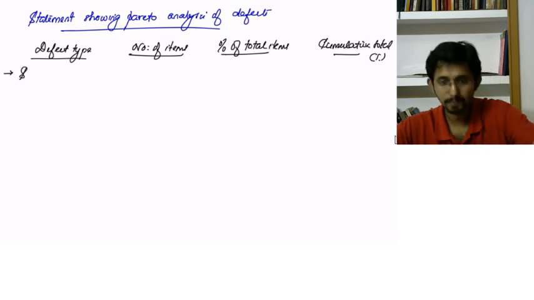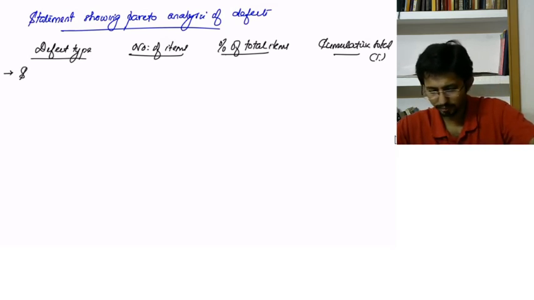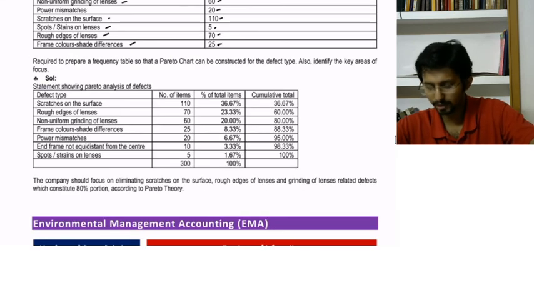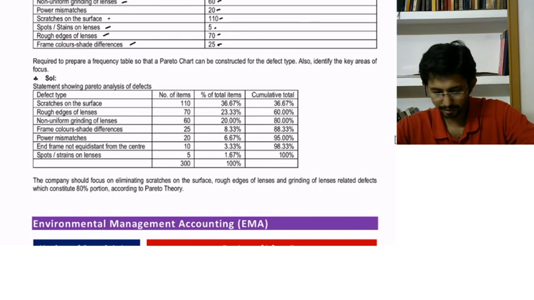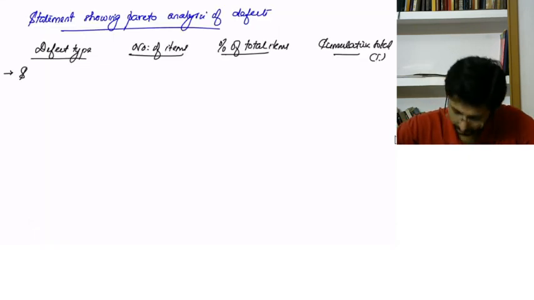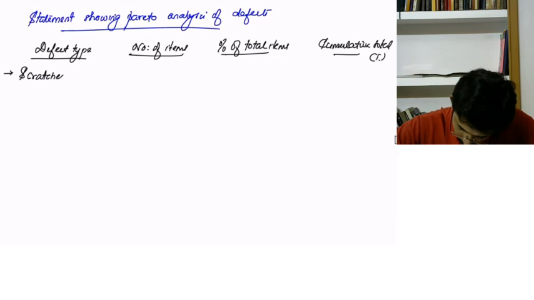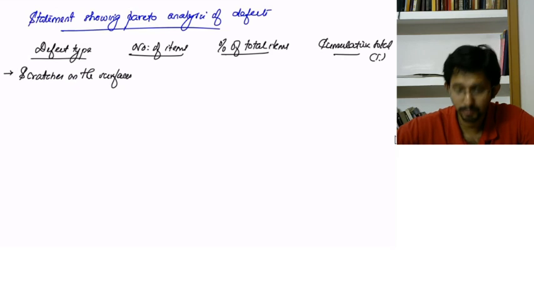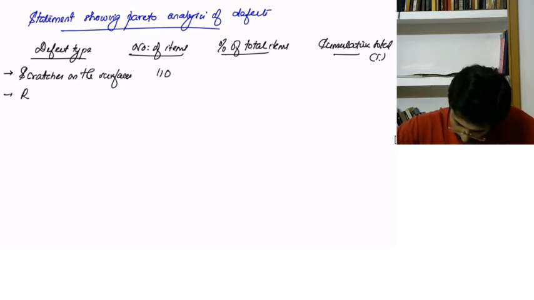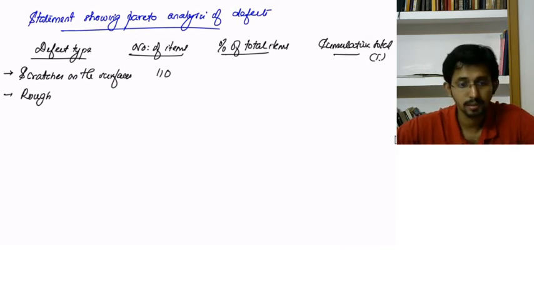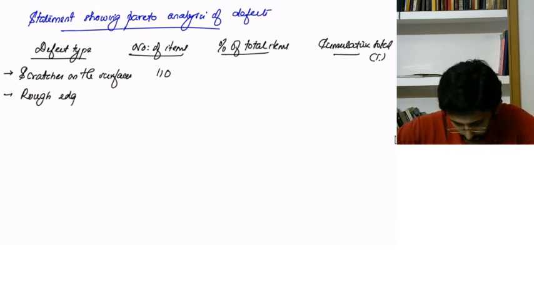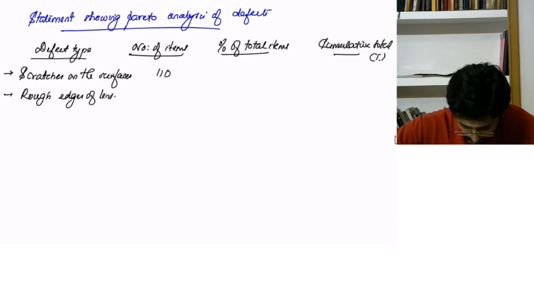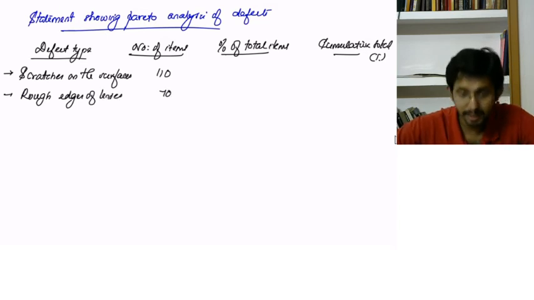Scratches on the, we are taking in the order of the increasing order. Okay, first we will take the items with maximum. Okay, so I am taking scratches on the surface. How many instances have been found? 110 items. Okay, then next is the edges of lenses. How many instances? 70 instances.